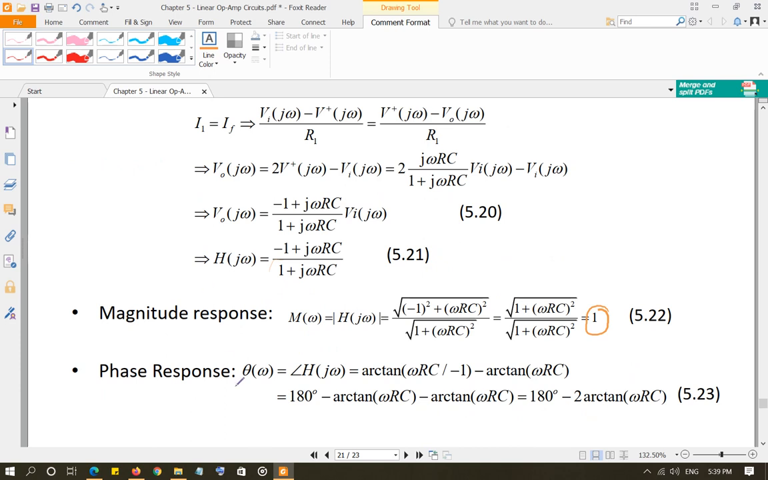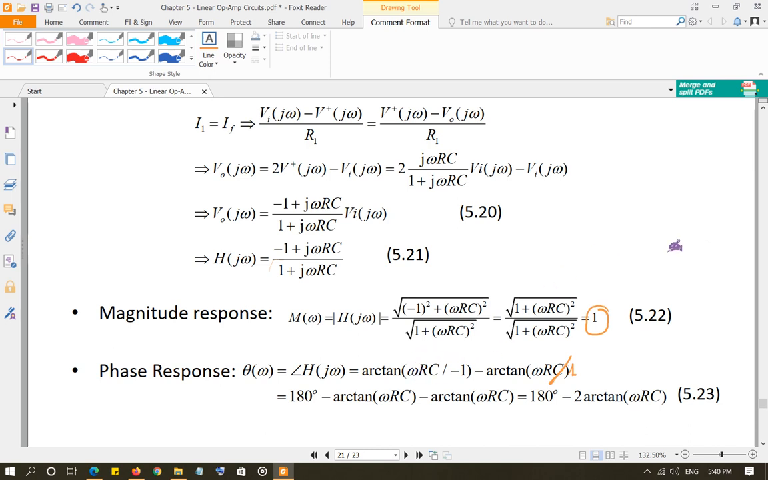And the phase is going to be arctan of omega RC divided by negative 1, that is the imaginary component divided by the real component, minus arctan of omega RC divided by 1. I'm not showing you the 1 over here, but of course, there's a 1 over here. Now, arctan of omega RC divided by negative 1.